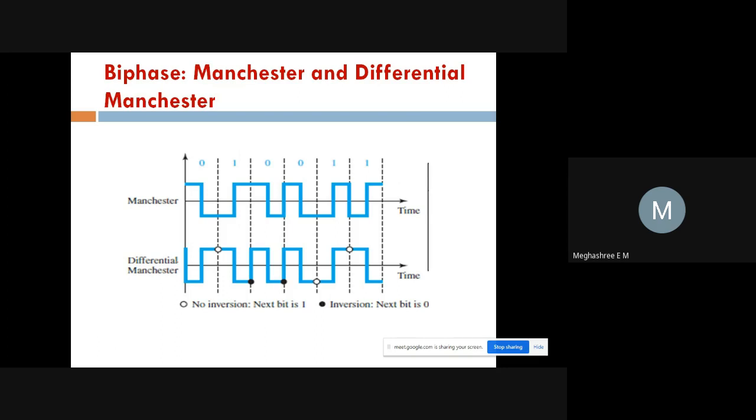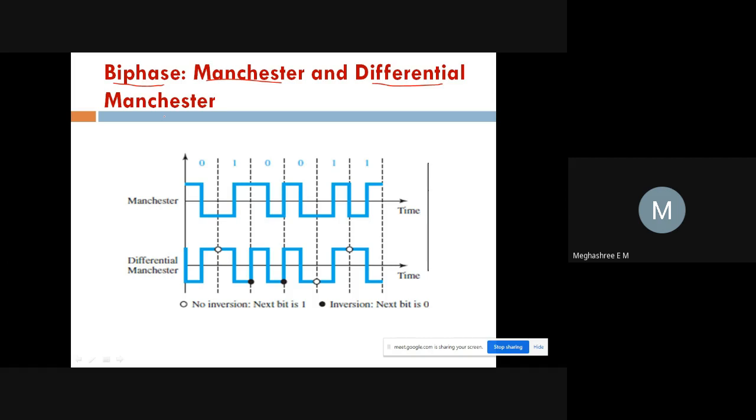Next, the third method under polar is biphase. Under biphase, we have Manchester and differential Manchester. I'll repeat, biphase is the third scheme followed under polar. Under biphase, you have to study two types. One is Manchester and the second one is differential Manchester. Again, do remember all these methods are followed to convert digital data into digital signal over a transmission channel.